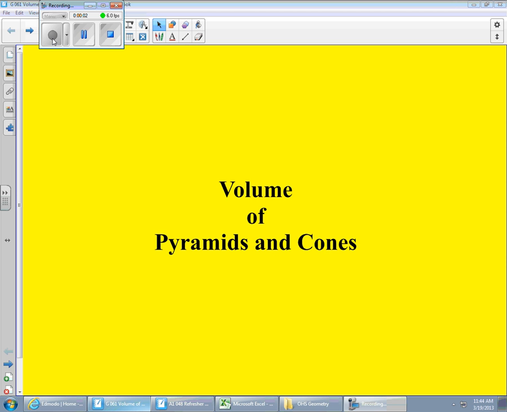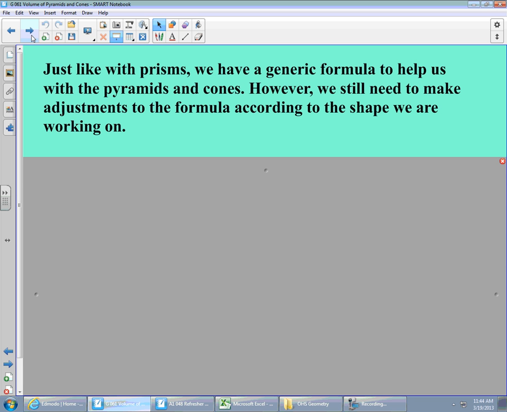Okay, today we're going to continue our discussions on volume, but turning our attention today to the figures that only have one base, which would be the pyramids, instead of the prisms yesterday that had two bases. All right, now just like with prisms, we're going to have a generic formula to help us with the pyramids and the cones. However, we are still going to have a need to make adjustments to the formula according to the particular shape we are working on.